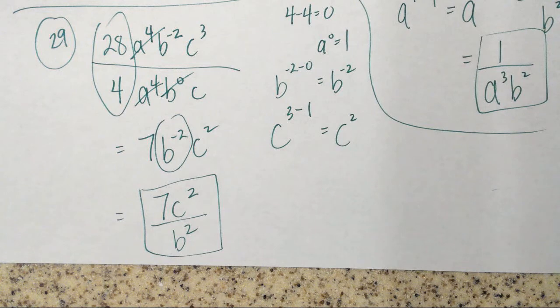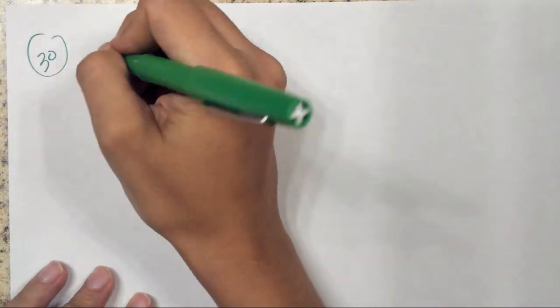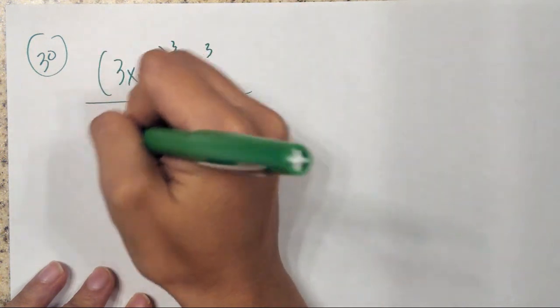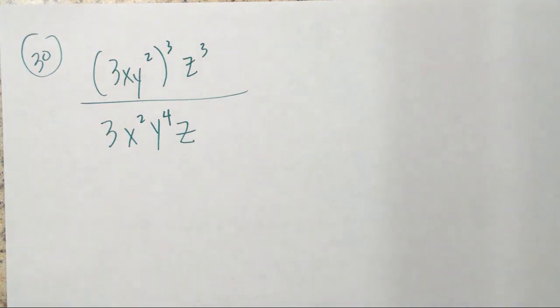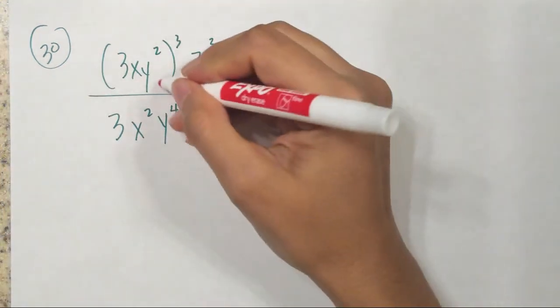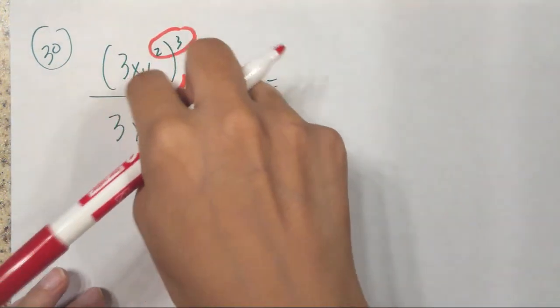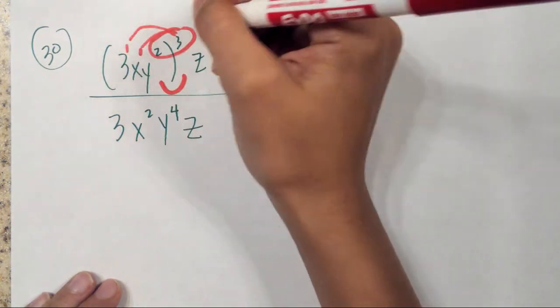Alright, moving on. So we have number 30. So we have (3xy squared) to the third, z to the 3rd power, over 3x squared y to the 4th z. Okay, so let's start with the numerator. Y'all see I have my staggering exponents right here. So when you do that, you multiply the exponents. But here's the dealio. You have 3, x, and y in parentheses. So these all have a power of 1. So the 3 distributes to all of them.